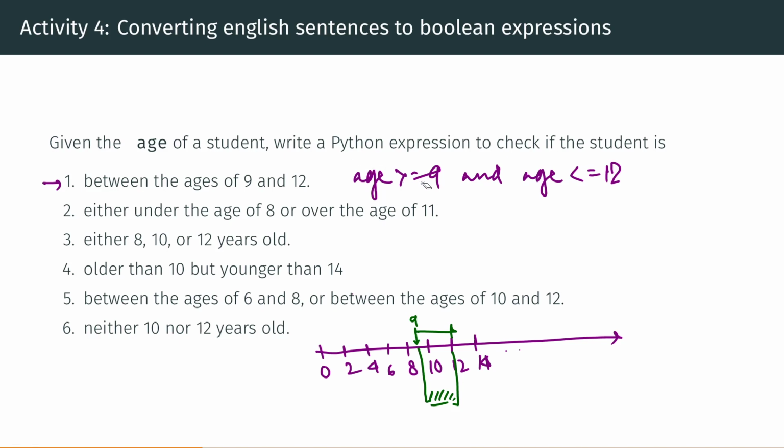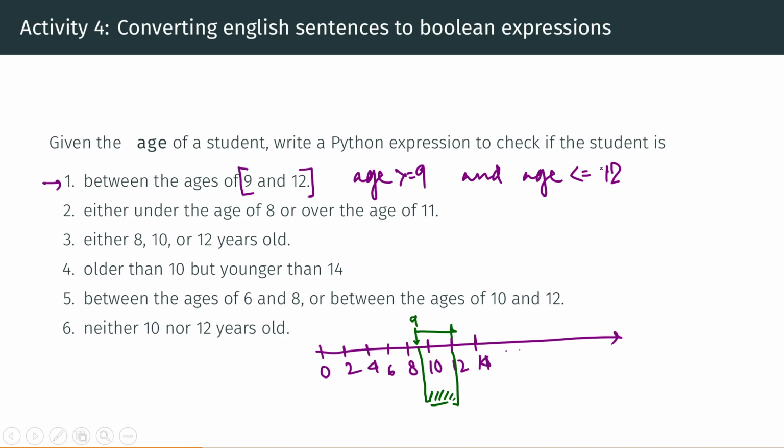If you said age is greater than 9 and age is less than 12, that's okay as well, because in English the sentence is somewhat ambiguous, right? Does this mean it's inclusive of ages 9 and 12, or is it exclusive, so older than 9 and younger than 12? If you said either of these things, it's correct.